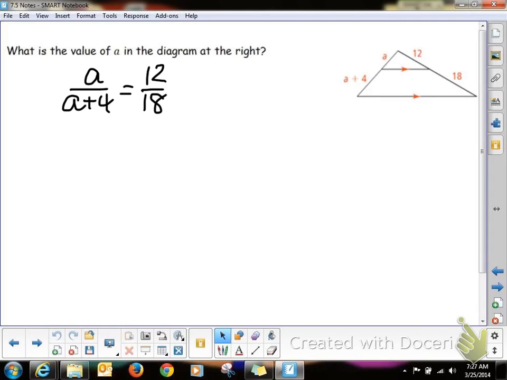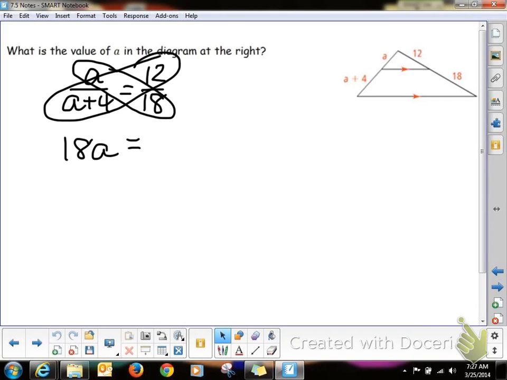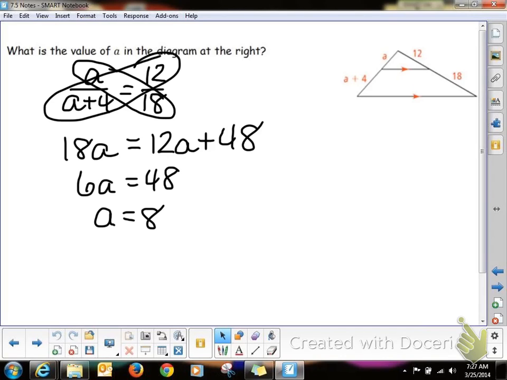So if you set up your proportion in this way, or in a way that's similar to it, when you cross multiply, you would say A times 18 to get 18A, and 12 times A plus 4, remembering that you have to distribute to solve. Pause the video, solve for A. There you go. So you should have gotten that A is equal to 8. If you substitute in that value, you should say that 8 over 12 is equal to 12 over 18. When you cross multiply, you are going to get 144 equals 144, so you know you're right.